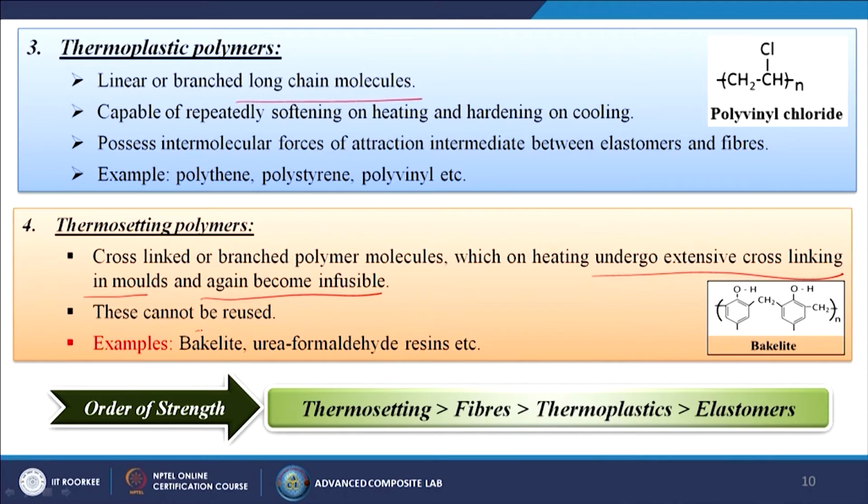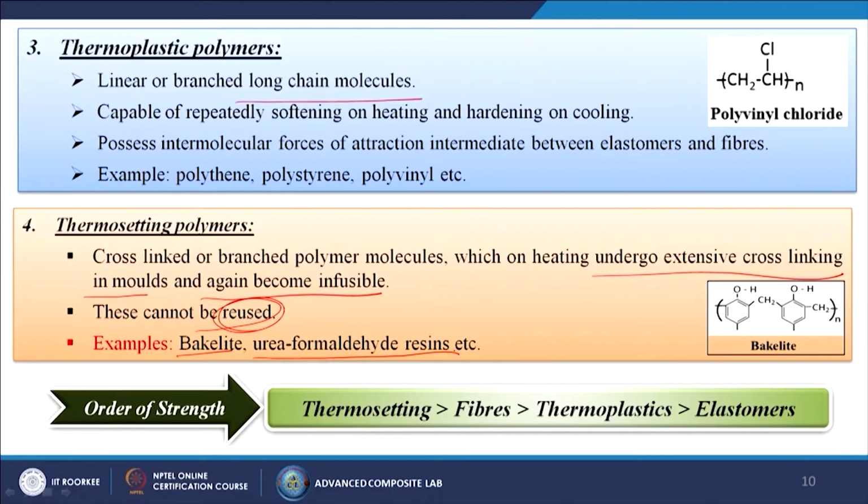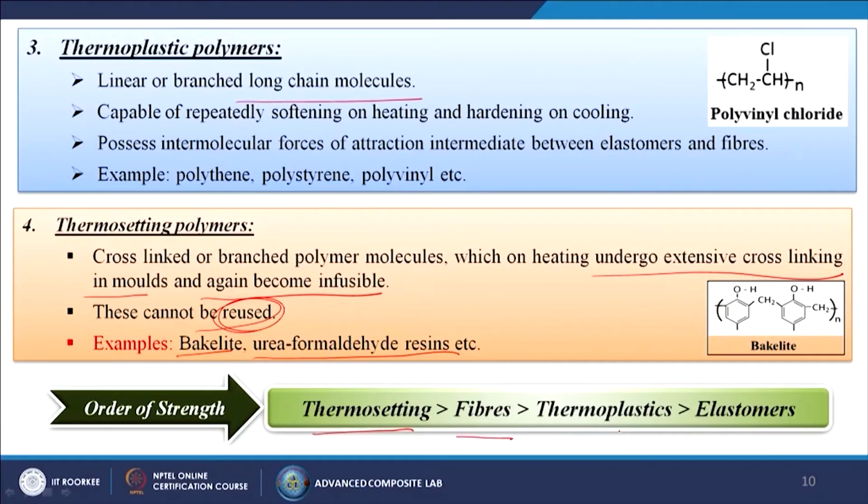These cannot be reused. That is the vital point for the thermosetting polymers. So, what are the examples? Examples like bakelite, urea-formaldehyde resins, etc. So, generally if we see the whole order of strength of this kind of materials, first thermosetting, then after that fibers, and then after that thermoplastics, and last is the elastomers from the strength point of view.